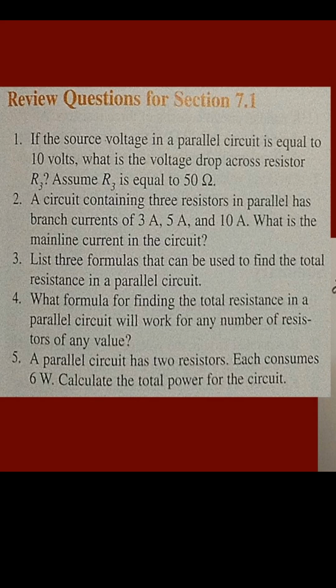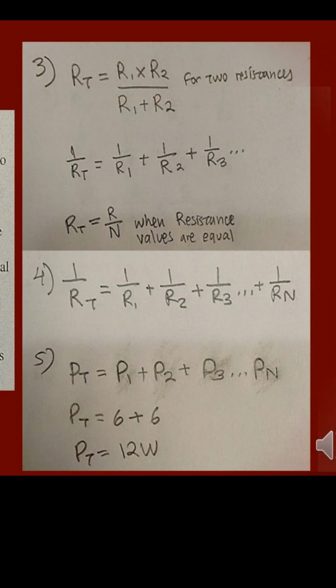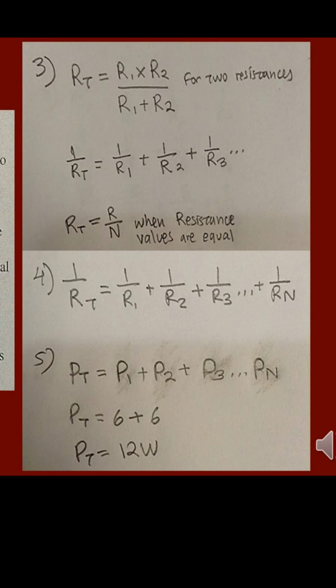Question 5. A parallel circuit has 2 resistors. Each consumes 6 watts. Calculate the total power for the circuit. So if you have 2 resistors in parallel and they both consume 6 watts each, we're talking about power. We have the power formula, which is power total equals power at resistor 1 plus power at resistor 2, etc. So we simply add 6 watts plus 6 watts equals 12 watts.